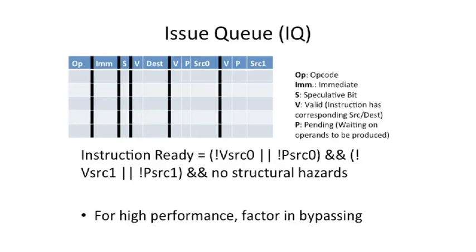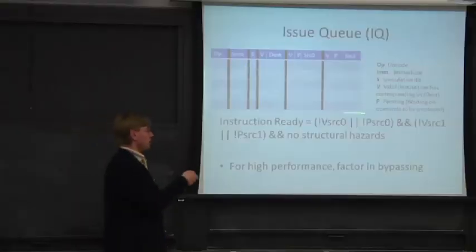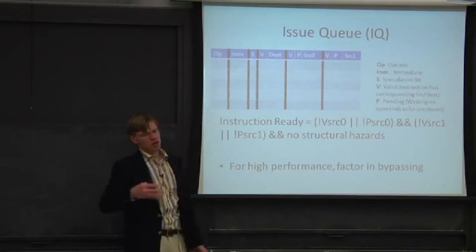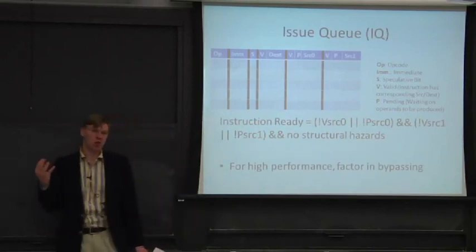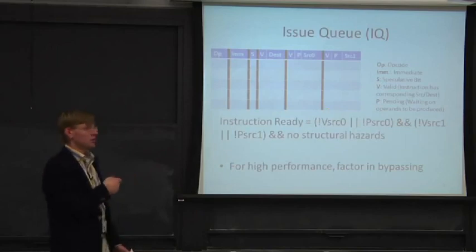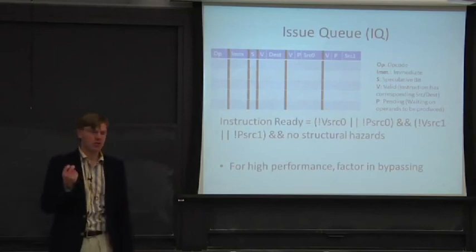The other thing is if we want high performance, we probably don't want to have to wait for values to get to the end of the pipe. So in reality, this is going to get more complicated because it's going to be these things plus information coming from the scoreboard, which says when a particular register identifier is ready, or when a particular register is ready.